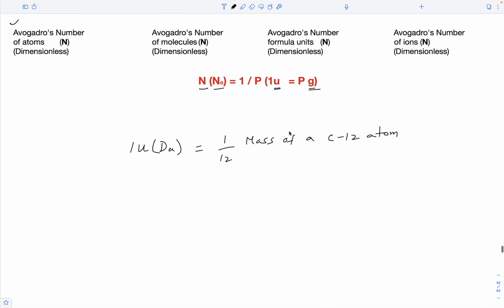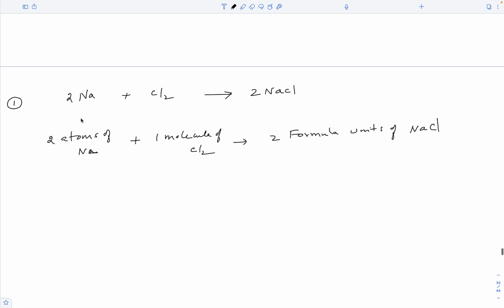Now let us get back to our original equation. 2Na plus Cl2 gives rise to 2NaCl. We know how to read this equation. It says 2 atoms of sodium combine with 1 molecule of chlorine to produce 2 formula units of NaCl. So we have to obtain sodium atoms and chlorine molecules in the ratio of 2 to 1 so that there will be no wastage of sodium or chlorine.